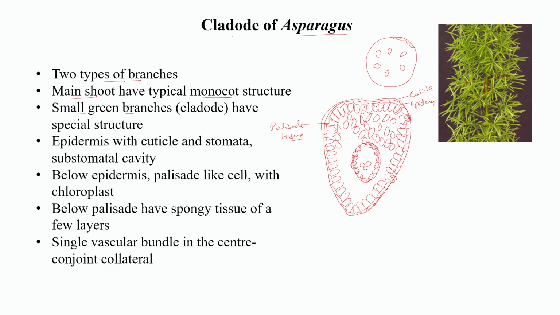Then in between you will have definitely xylem, and above that you will have phloem. So this will be xylem, and then you will have phloem, and then this will be the sclerenchyma. So this type of anatomical structure you will find in asparagus.